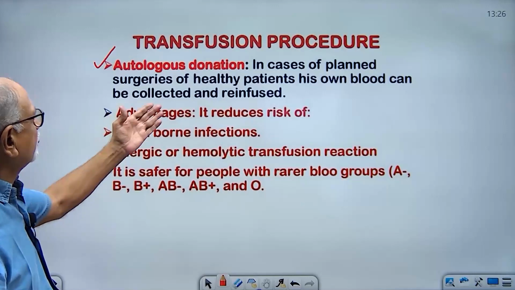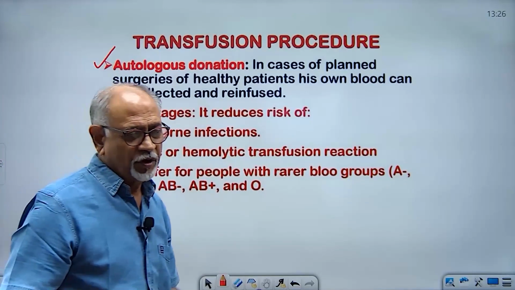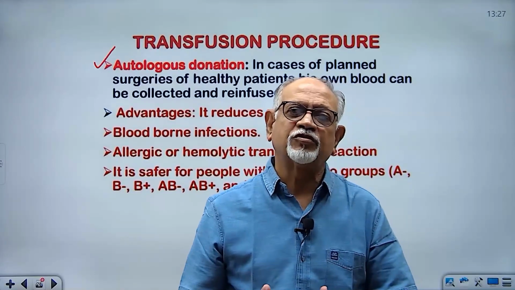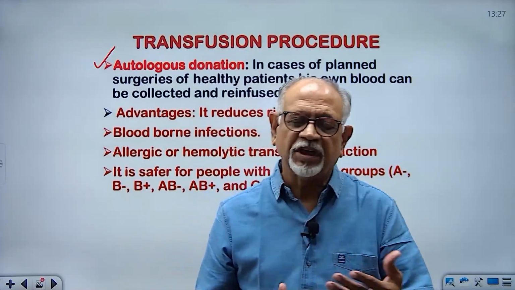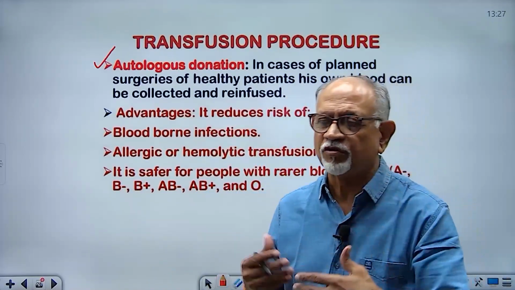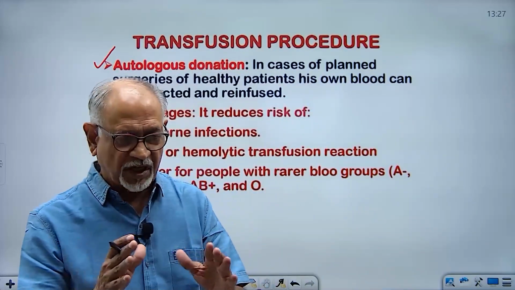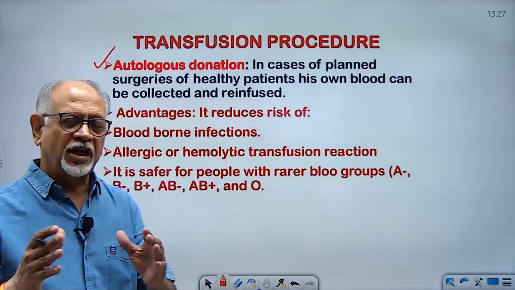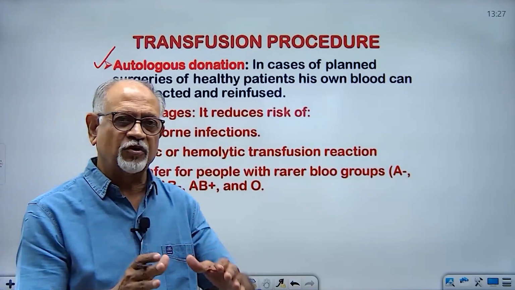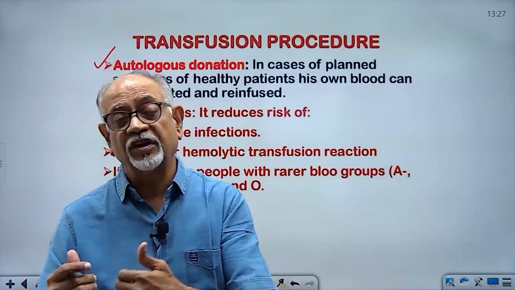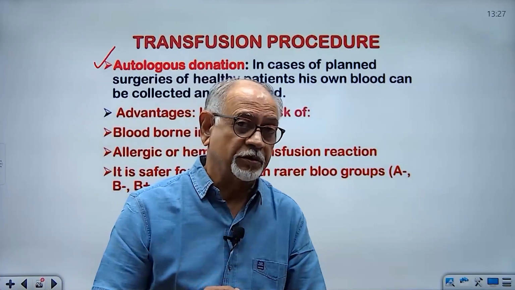If there is a planned surgery, suppose the surgery is not urgent and a person can be operated after a month or so, his blood is withdrawn and it is kept in a blood bank, and then when during surgical procedure blood is needed, the blood of the same person is reinfused into him.